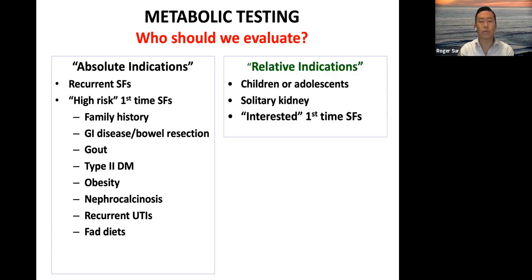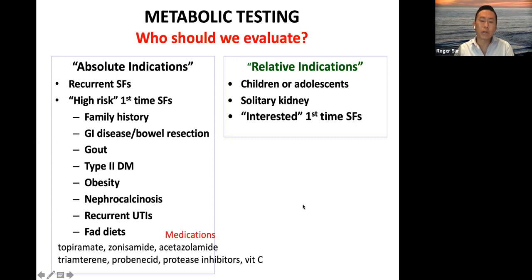Relative indications would be if they're a child, or if they only have one kidney, or if they simply tell you, look, I really want to know and I'd like to do the 24-hour urine test. That's an acceptable reason to do it.